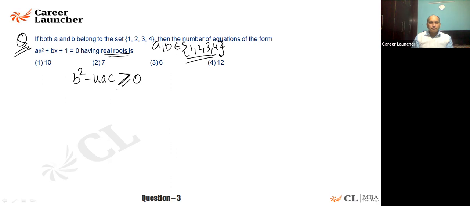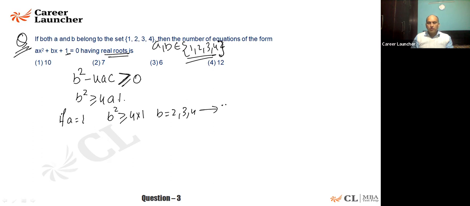So here I go. What I can do is b square is greater than or equal to 4ac, where c is 1 here. So if a is equal to 1, I'll say b square is greater than or equal to 4 into 1, that is 4. I'll say b is equal to 2, 3, 4. How many solutions are there? 3 solutions will come. If I say a is equal to 2, I'll say b square is greater than or equal to 8. So b is equal to 3 and 4, you will get 2 solutions.